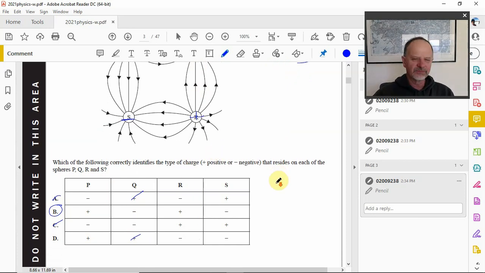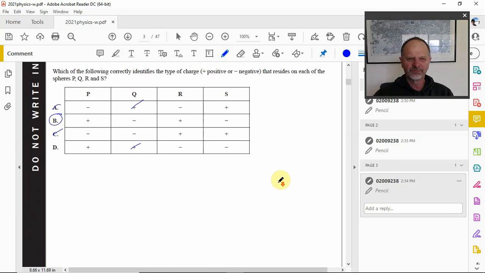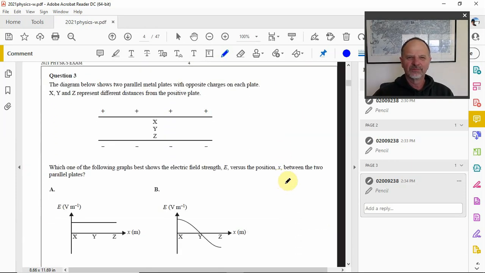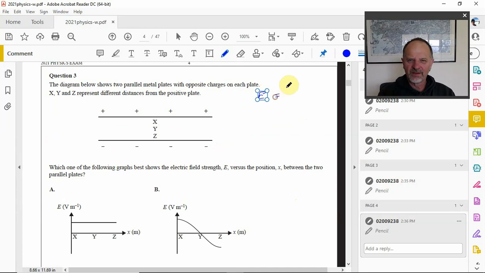All right. Now we move on to question three. We've now got parallel metal plates, with opposite charges on each plate and a potential difference between the plates. Which one shows the graph of the electric field? So electric field is V on d, voltage on distance. And the other thing you need to know is that between parallel plates, the electric field is constant.